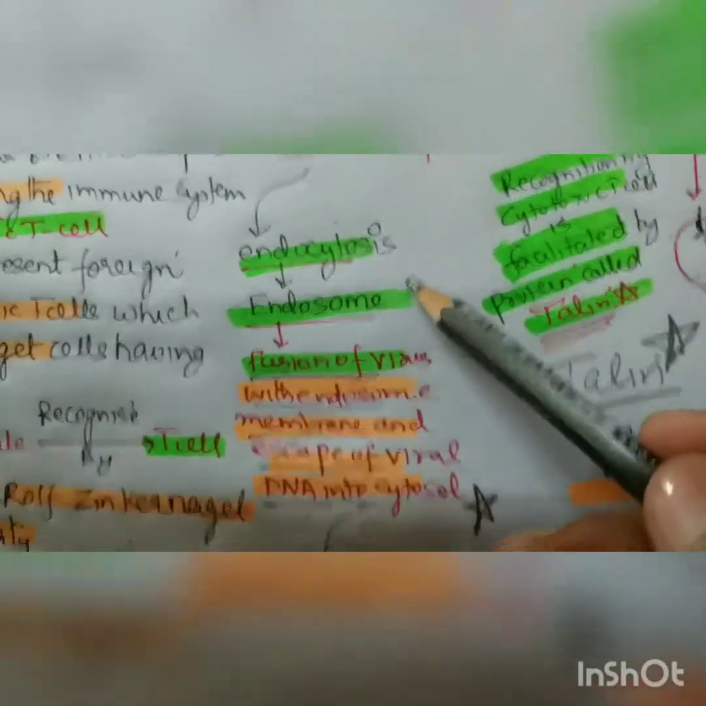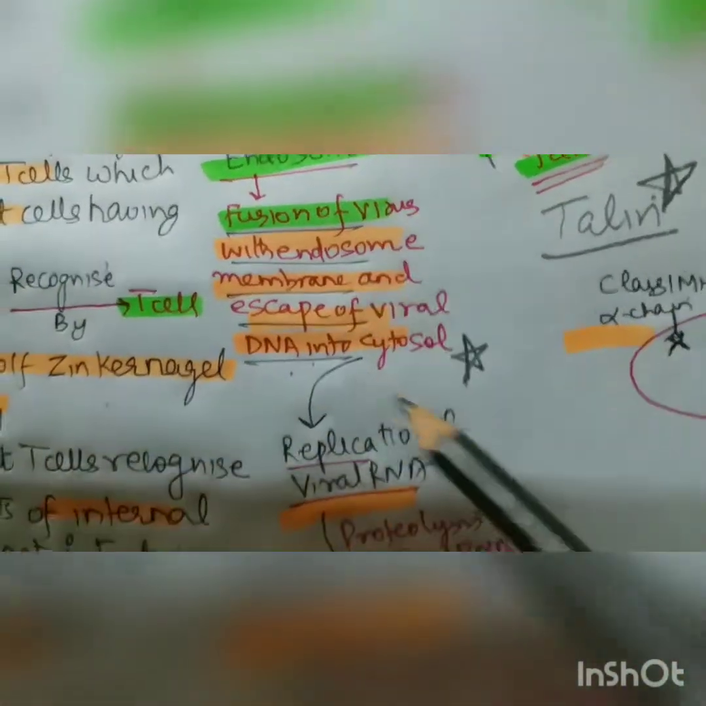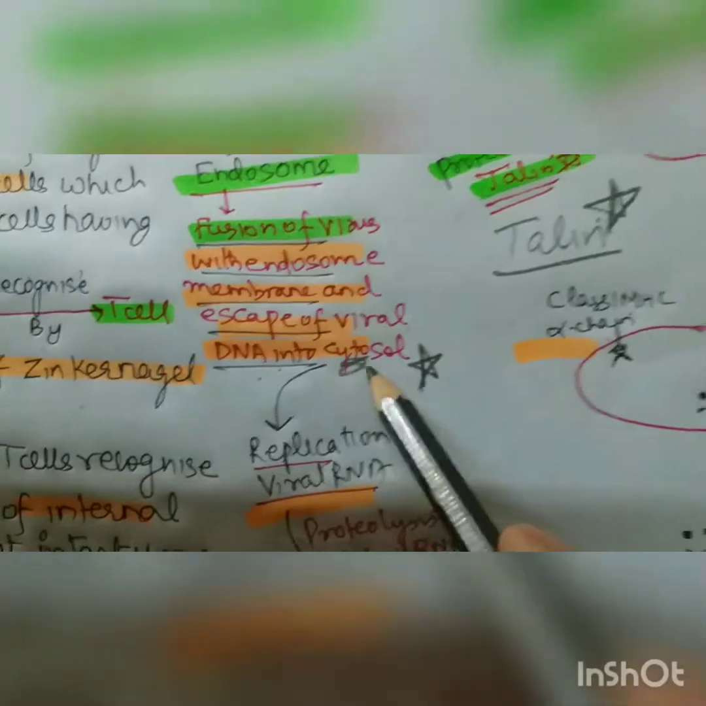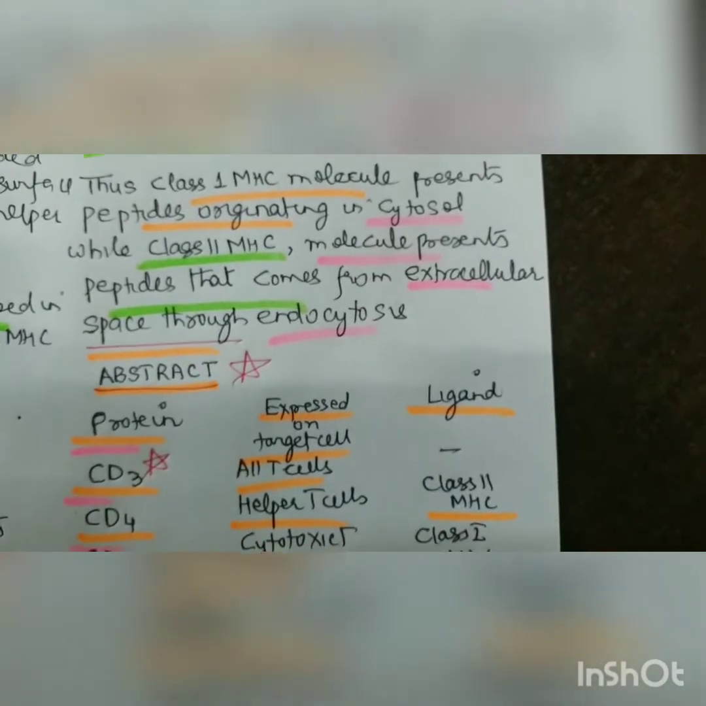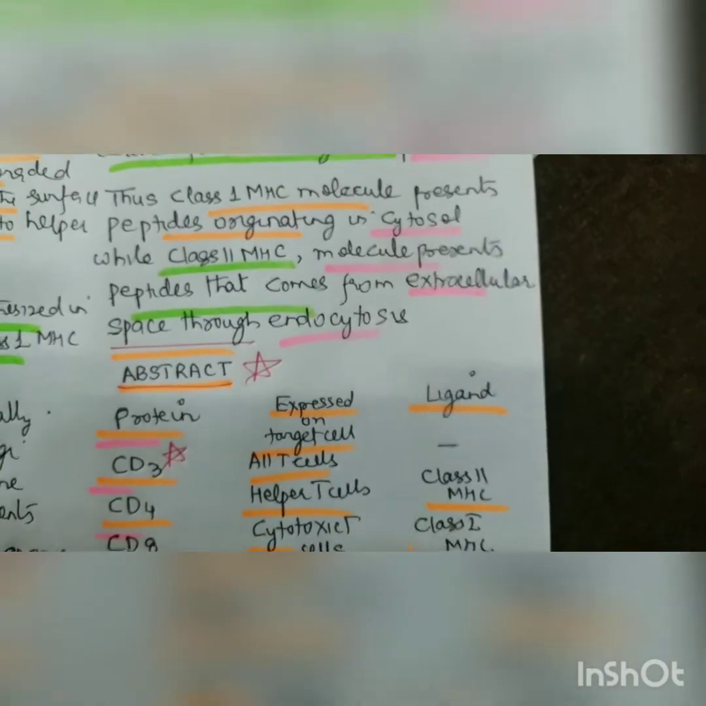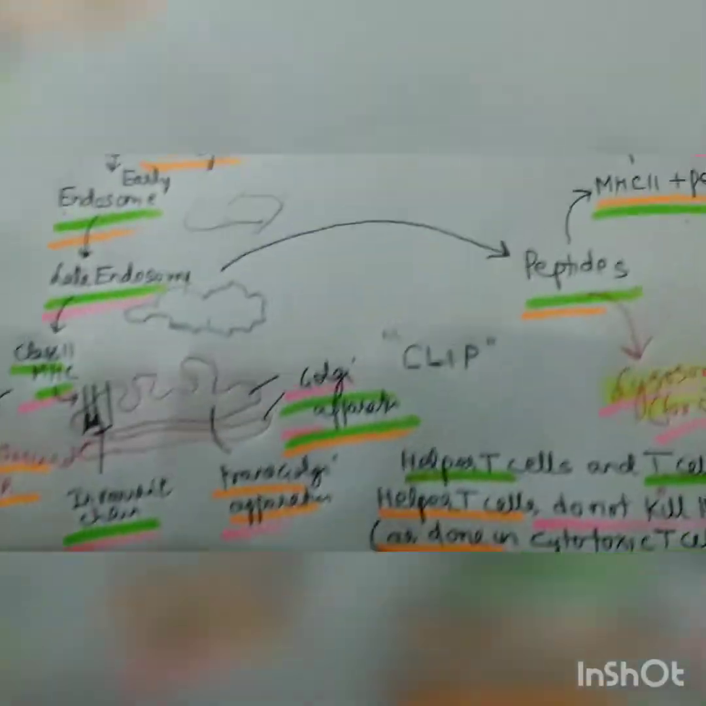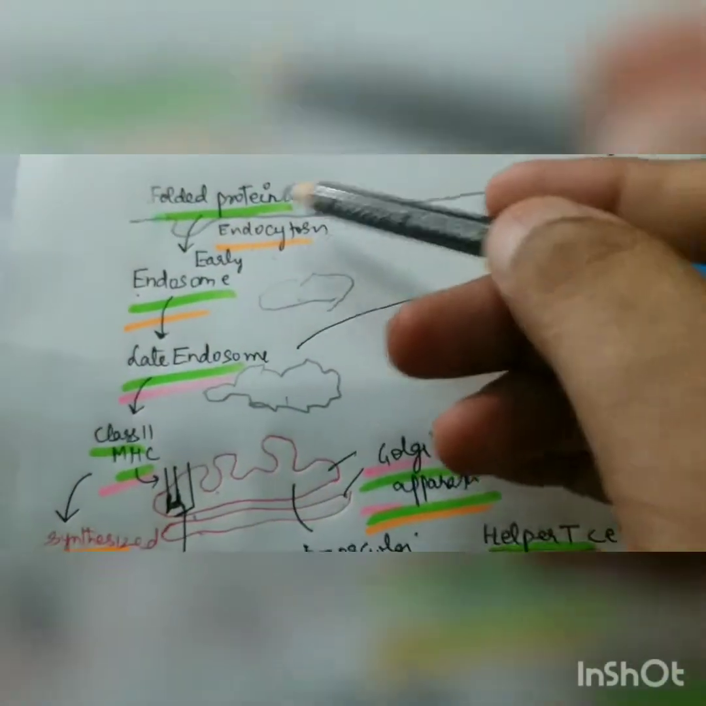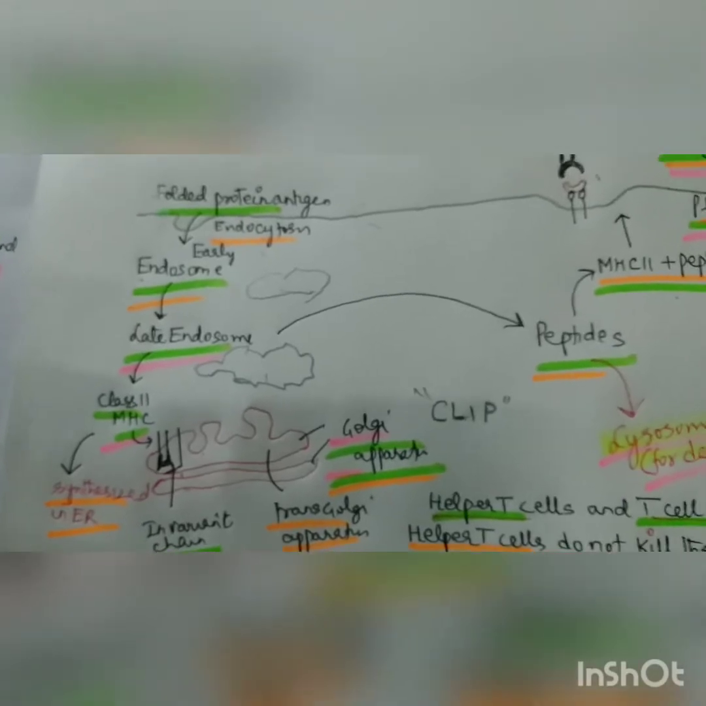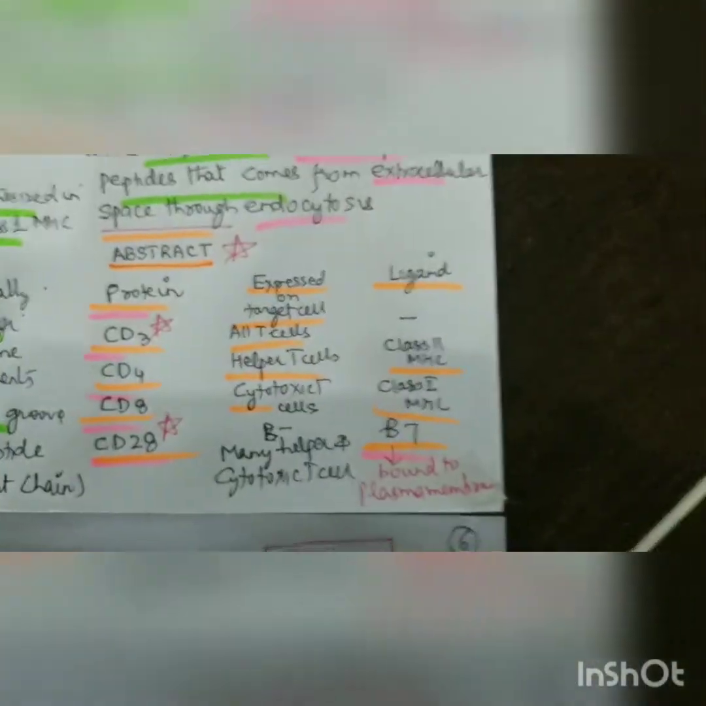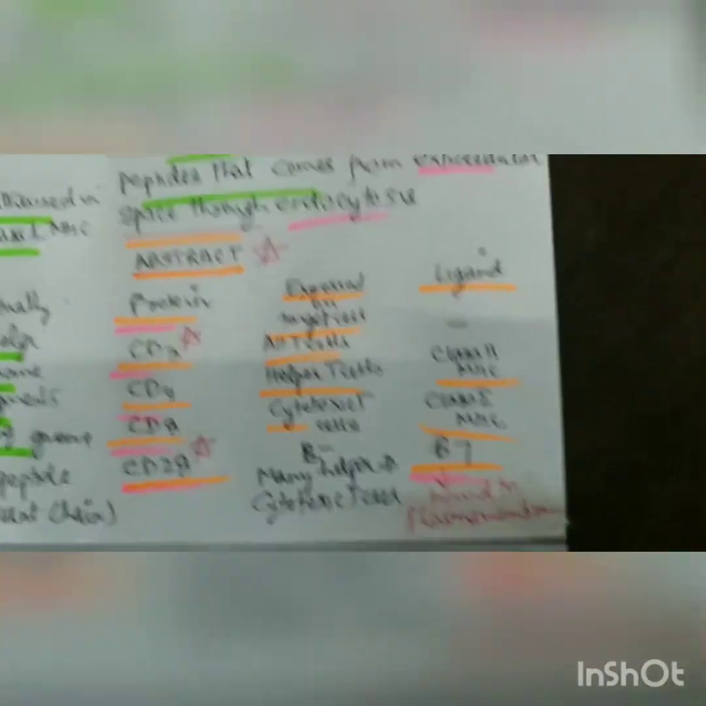See, the viral DNA enters by endocytosis, into the endosome, and from endosome fusion they come to the cytosol. I told you I will ask you one question. MHC molecules present peptides that come from the extracellular space through endocytosis. See, these are coming from the extracellular space through endocytosis, right? These are the two differences we have. And then we come to the abstract part, that is very important.